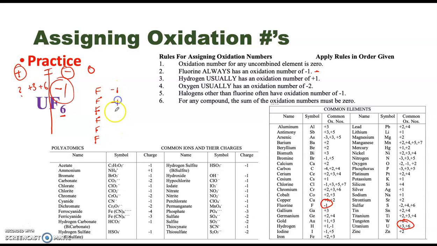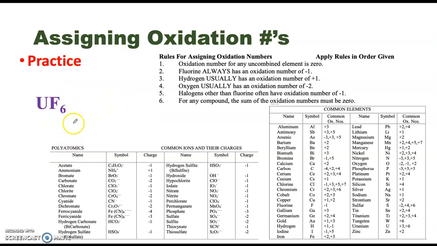If each fluorine is a -1, 1, 2, 3, 4, 5, 6, that adds up to a -6 charge. So you can put a -6 on this side. All of the fluorines combined add up to a -6 charge. This is not my answer, but I need to know it so that I know that if this whole half of the compound adds up to a -6, this half has to add up to a +6. Because remember, our positives and negatives must balance. Now, if this half is a +6 and there's 1 uranium, that 1 uranium must have a +6 charge.